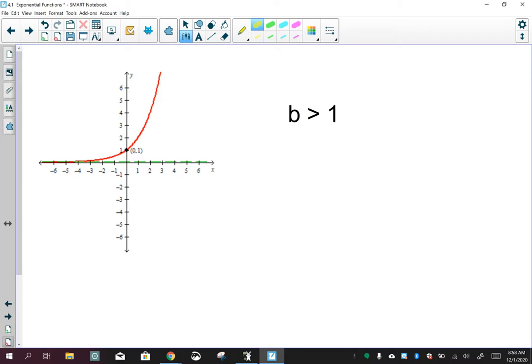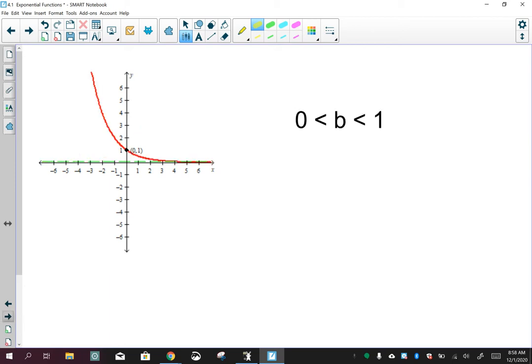If your b is greater than 1, it could be any number. It could be 9/5, it could be 17. It doesn't matter. As long as it's bigger than 1, you're going to have a graph that looks like this. So notice that it's going to run along the x-axis, and then it's going to curve up.